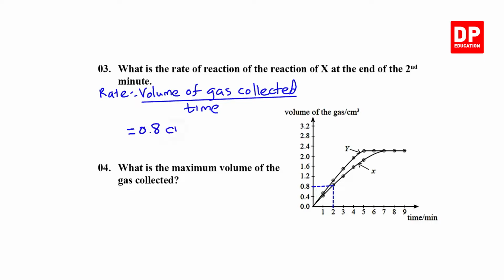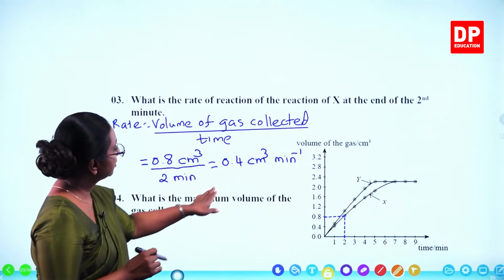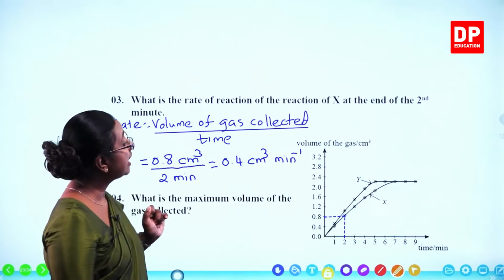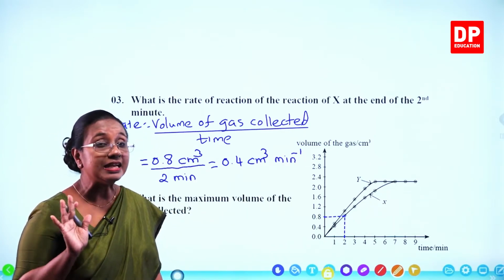0.8 centimeter cubes divided by 2 minutes. That will be 0.4 centimeter cube per minute. You can write minute minus 1 or you can write it as per minute. 0.4 centimeter cube per minute. That is the rate of reaction after 2 minutes. Is that clear to you all?